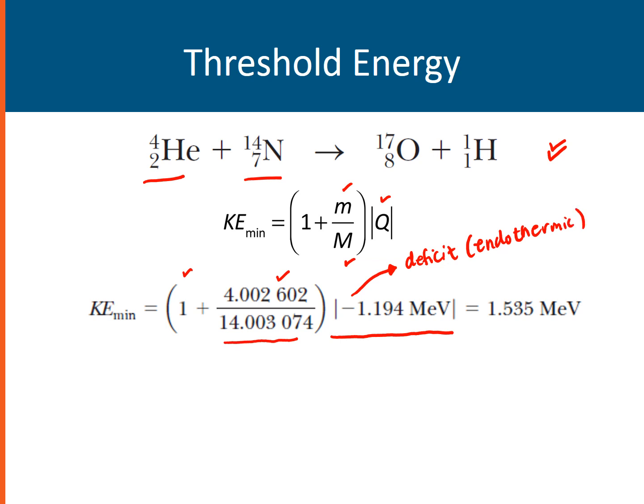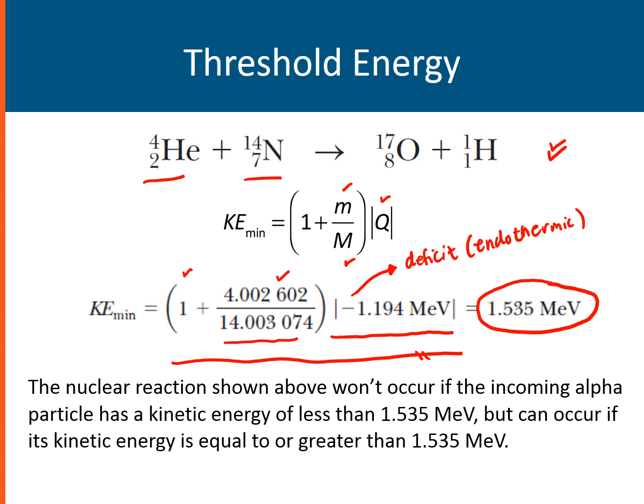Manipulating these quantities leads us to the threshold energy, and that is equal to 1.535 mega electron volt. This means that the nuclear reaction shown above will not occur if the incoming alpha particle has a kinetic energy less than 1.535 mega electron volt. However, if the kinetic energy is equal to or greater than 1.535 mega electron volt, then this nuclear reaction will happen.